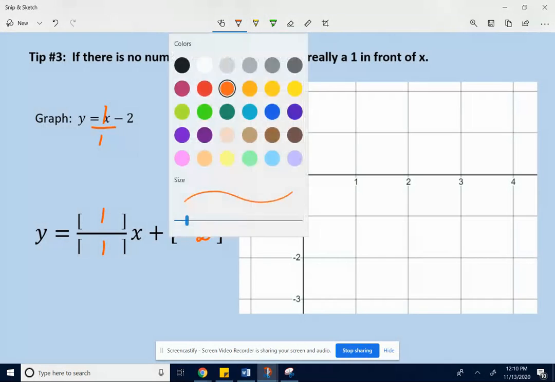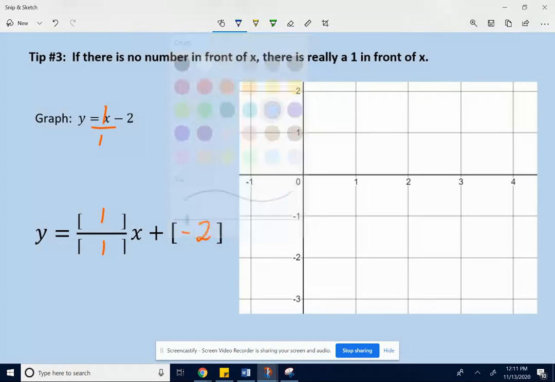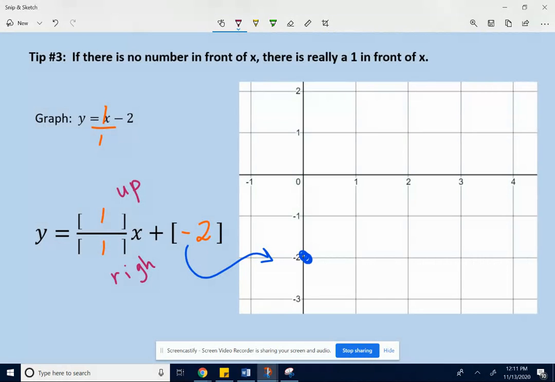Now the graphing. Look at the number on the end, the negative 2, and find it on the y-axis. Look at the slope, which we rewrote as a fraction, so we know what the rise and the run are. We're going to use that to travel. The rise is a positive 1, so that's up instead of down. The bottom number is a positive 1, so it's right instead of left. So from the negative 2, we're going to travel up 1, right 1 to get to another point.